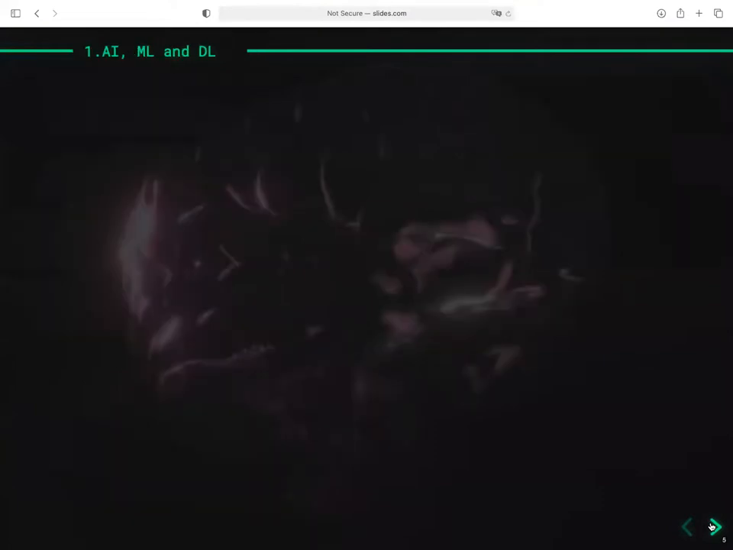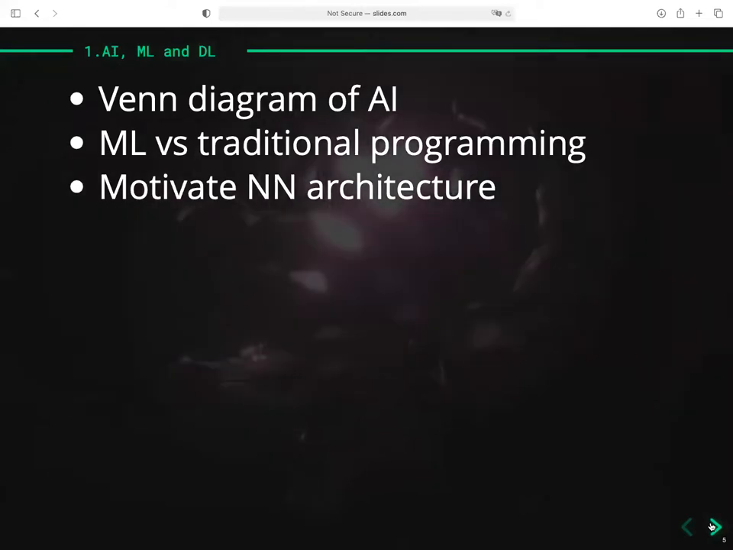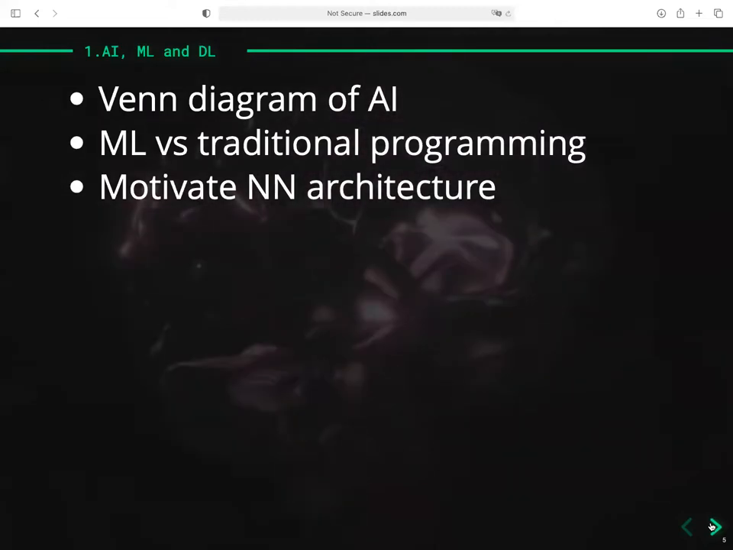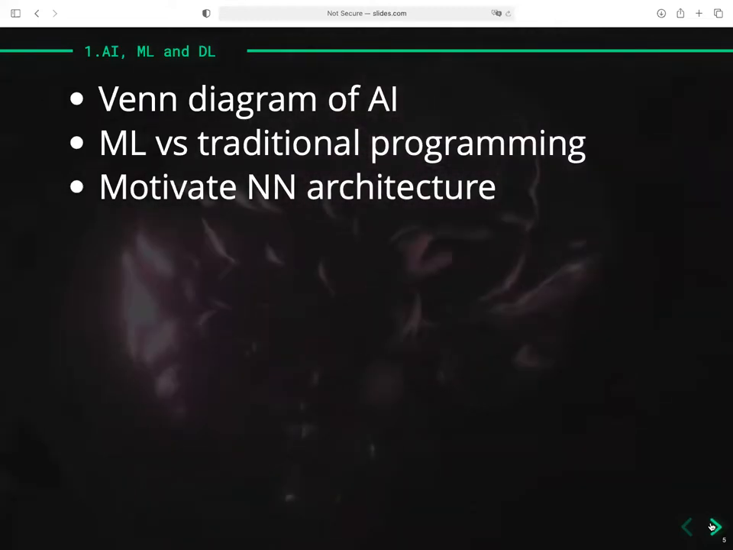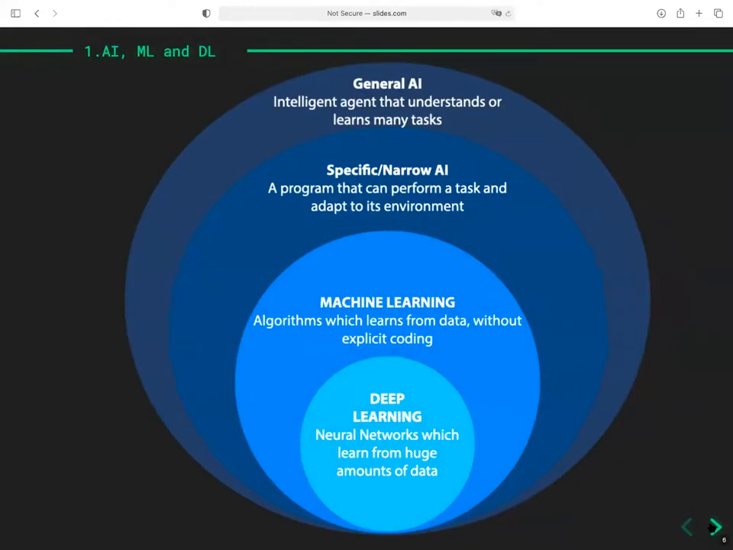Okay, so first some definitions. I'll start with a Venn diagram, if you want, of AI. I'll compare machine learning with traditional programming, and I'll then motivate the architecture of neural networks, why you would want to build that. So the Venn diagram is this. In the public sphere, I guess, if people talk about AI or are scared of it, it is because they think of something very general and very powerful and completely autonomous, an agent, a robot that can do pretty much any task on its own and replaces humans. Okay, that's wonderful. We're not yet there.